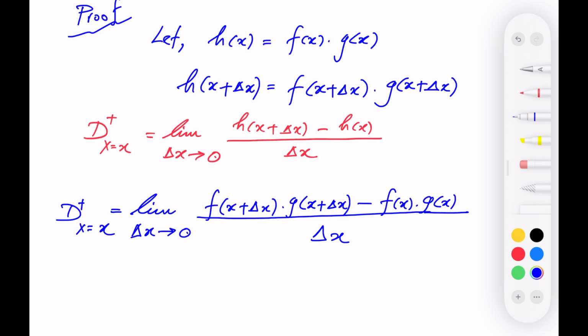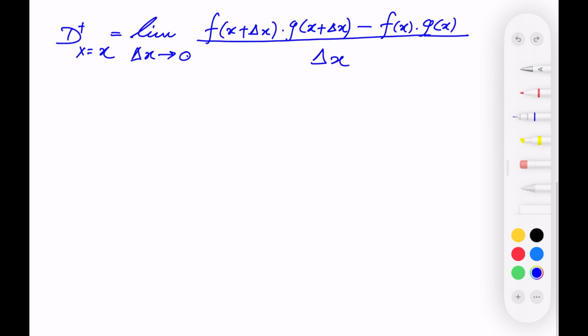Now, if we try the direct substitution of delta x equals 0, as you can see, this first term becomes f of x, the second term becomes g of x. That minus f of x times g of x, the numerator is going to be equal to 0, and that has to be divided by delta x, another 0 in the denominator. Therefore, it's a 0 divided by 0 situation when we do the direct substitution. Therefore, further simplification will be required.